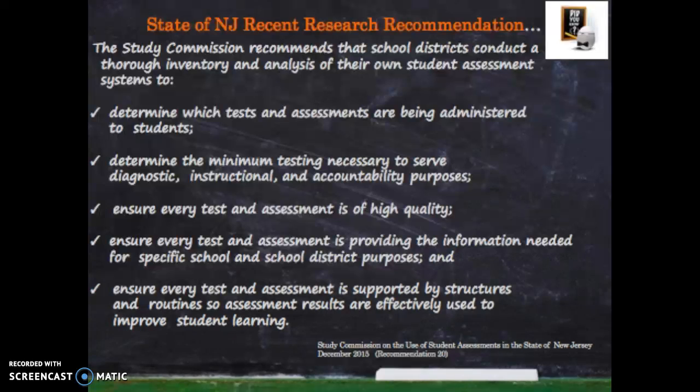We should ensure every test and assessment is of high quality. We should ensure that every test and assessment is providing the information needed for a specific school and school district purposes. And lastly, we should ensure that every test and assessment is supported by structures and routines so assessment results are effectively used to improve our student learning.